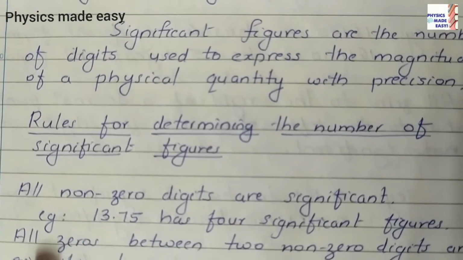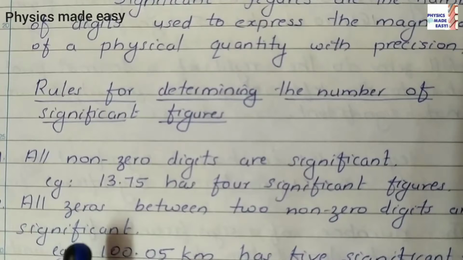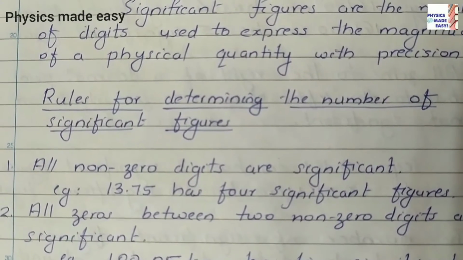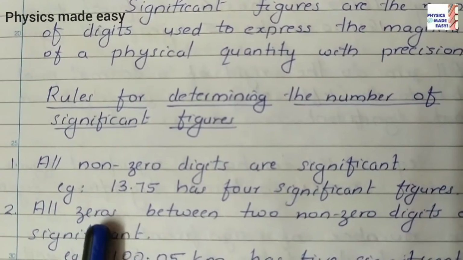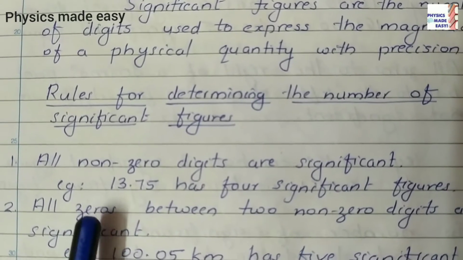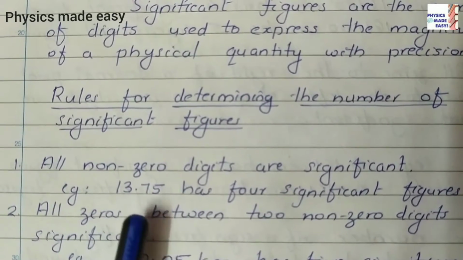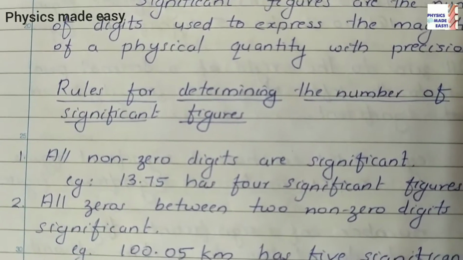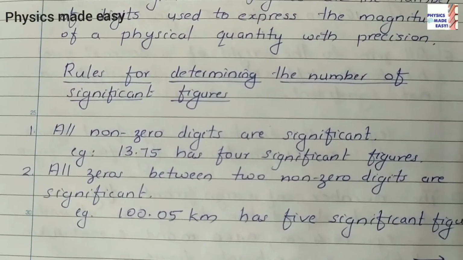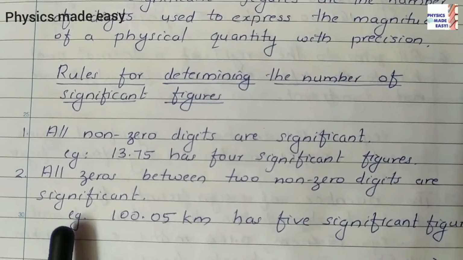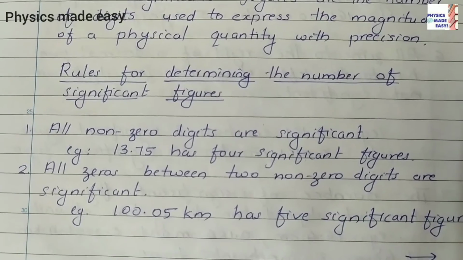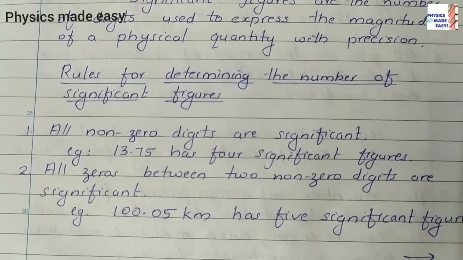You can see the first one: all non-zero digits are significant. Here you can see 13.75. It has 1, 2, 3, 4, so 4 significant figures there.